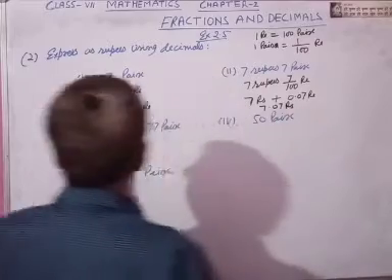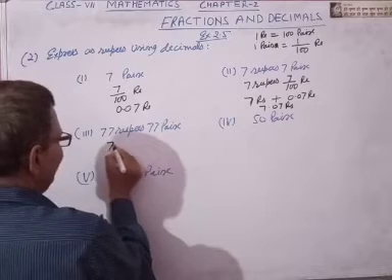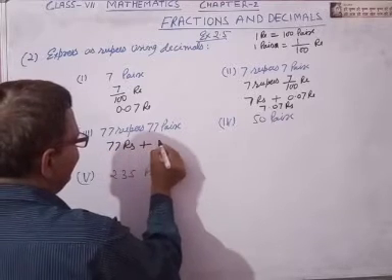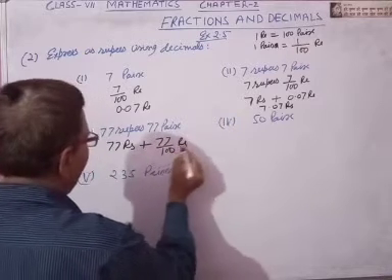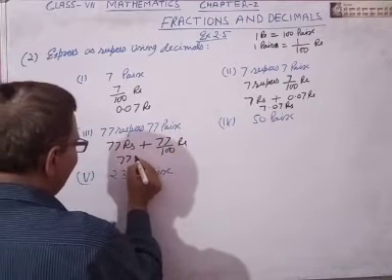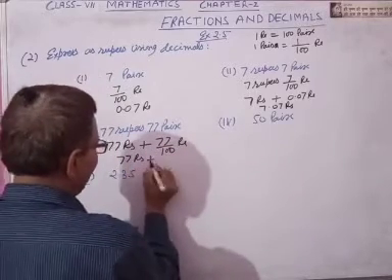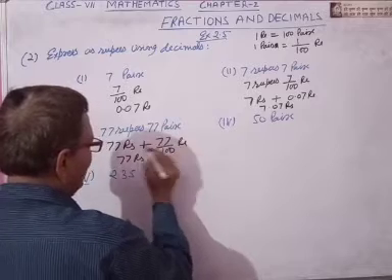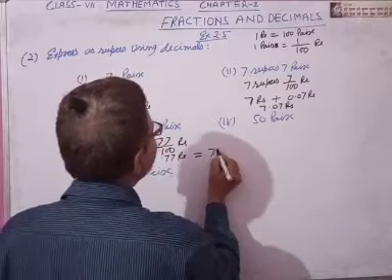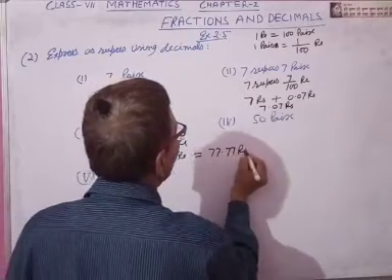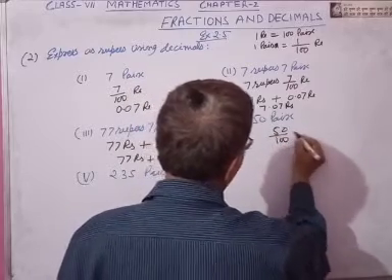rupees. Now 77 rupees plus 77 paise. 77 rupees plus 77 upon 100 rupee. Then 77 rupees plus, when we divide by 100, we shift the decimal 2 places from right to left, 0.77 rupee. That is 77.77 rupee.